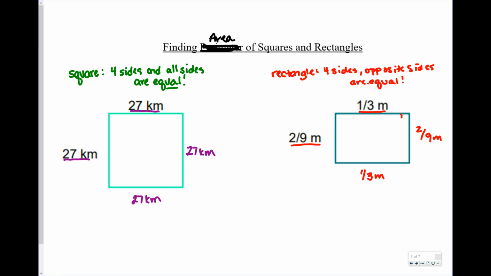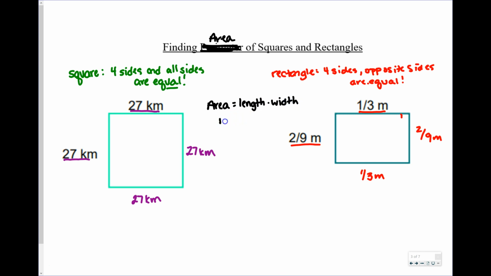Now to find area of a square, and of a rectangle, sorry, area of a square and a rectangle is length, let me write this a little nicer here. Okay, the area of a rectangle and a square is length times width.